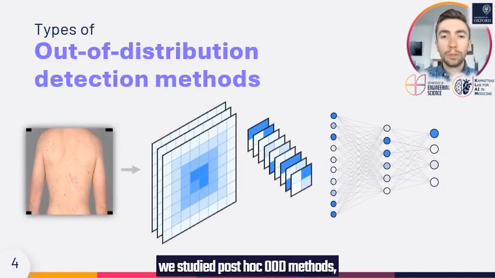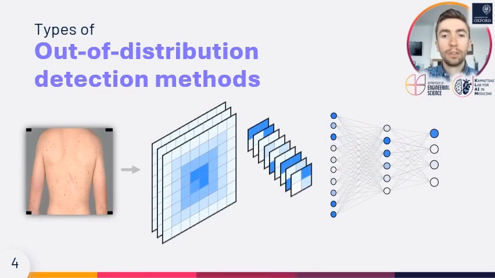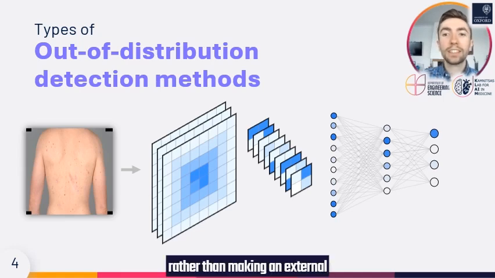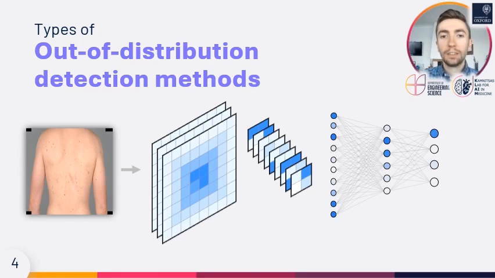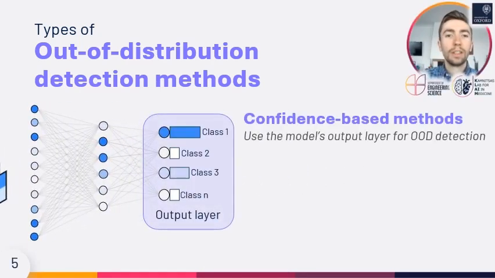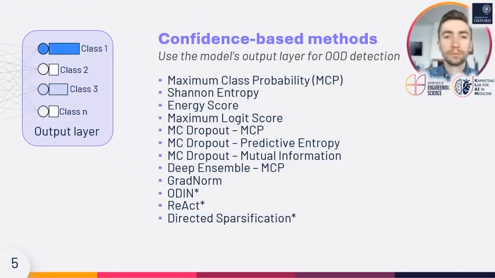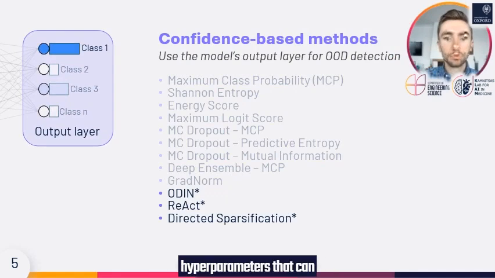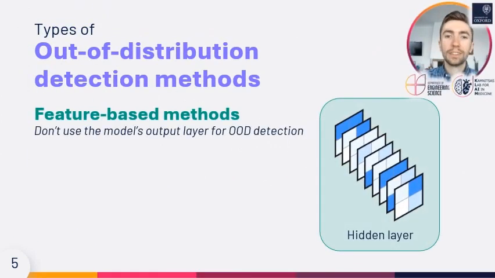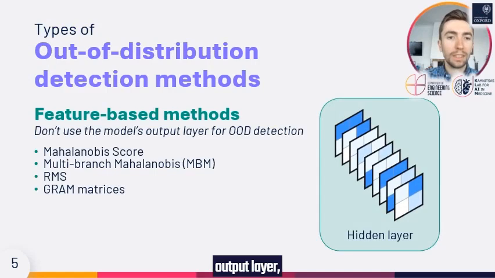In this paper, we studied post-hoc OOD methods, which are methods which use the features and outputs of my pre-trained model for my ID task, rather than making an external model solely for OOD detection. For this paper, we group OOD detection methods into two groups. The first group, which I will call confidence-based methods, use the output layer of the network for OOD detection. For this study, we analyzed 12 confidence-based methods listed here. Some of these methods have hyperparameters that can be optimized on an external validation set. The other group of methods are feature-based methods, which don't use the model's output layer, but instead use the model's hidden layer data for OOD detection.